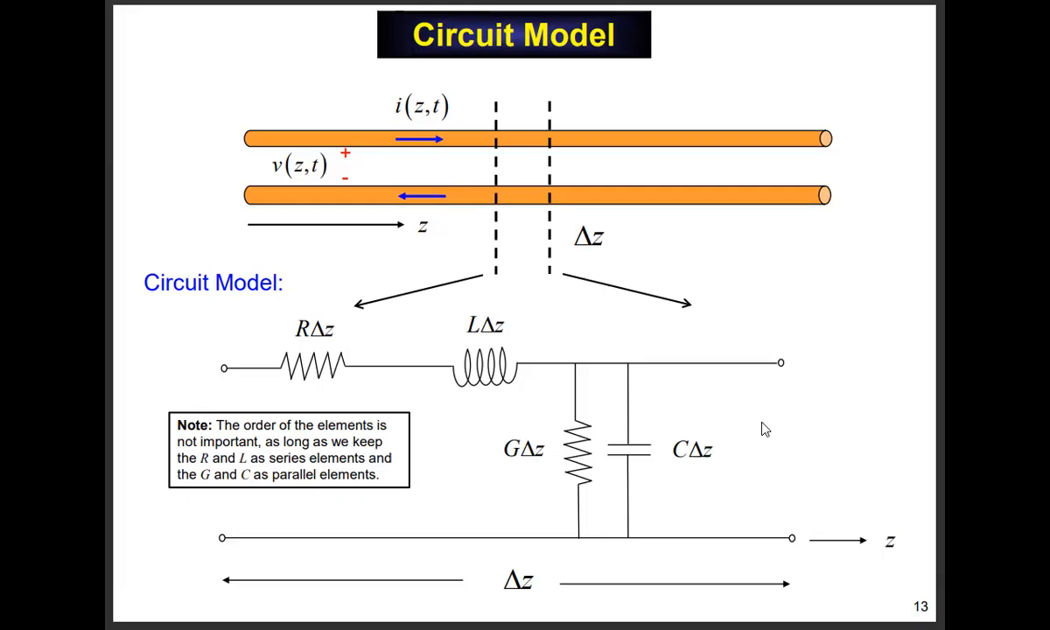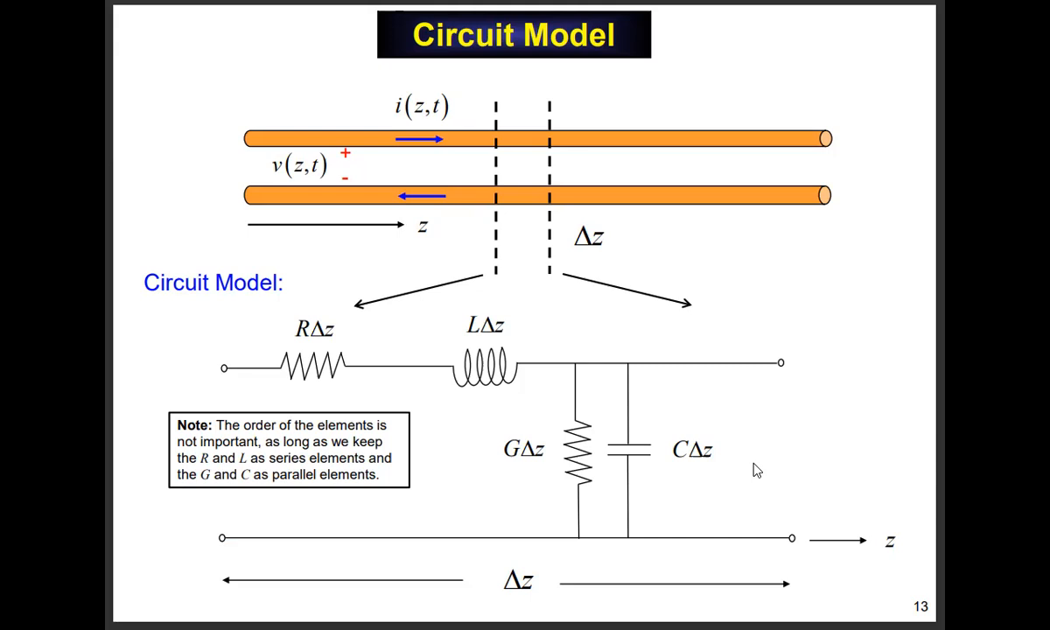So it doesn't matter, right? The important thing is you got series elements and you got parallel elements. R and L are in series, G and C are in parallel. Doesn't matter exactly how you rearrange them, as long as you maintain that. Okay. But the simplest model, in my opinion, is just to lump the two series one on the left and just put the parallel ones on the right. But other orders are possible. Okay. So anyway, this is our model.